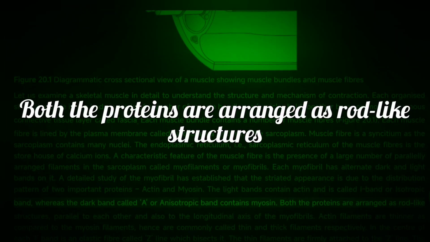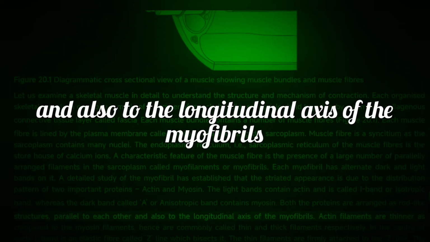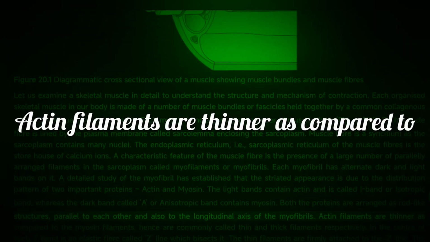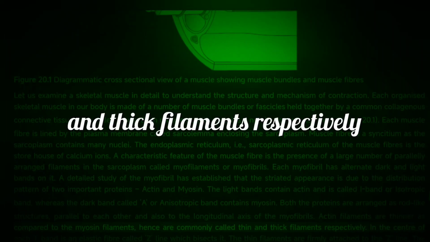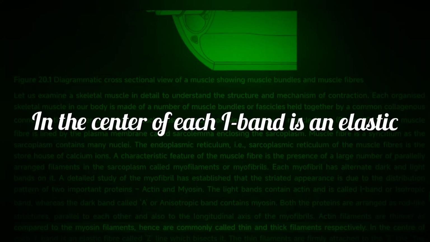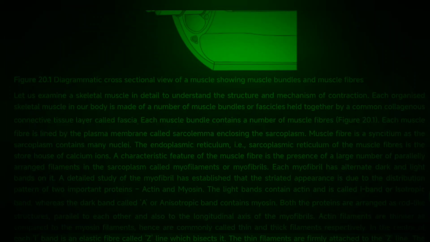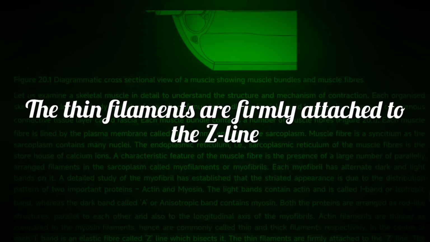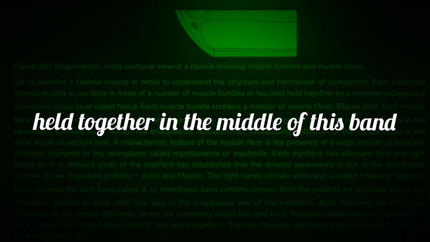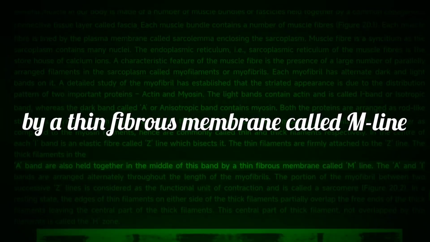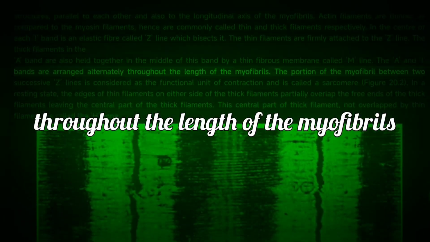Both the proteins are arranged as rod-like structures, parallel to each other and also to the longitudinal axis of the myofibrils. Actin filaments are thinner as compared to the myosin filaments, hence are commonly called thin and thick filaments respectively. In the center of each I-band is an elastic fiber called Z-line which bisects it. The thin filaments are firmly attached to the Z-line. The thick filaments in the A-band are also held together in the middle of this band by a thin fibrous membrane called M-line. The A and I bands are arranged alternately throughout the length of the myofibrils.